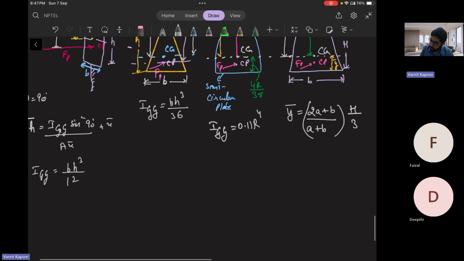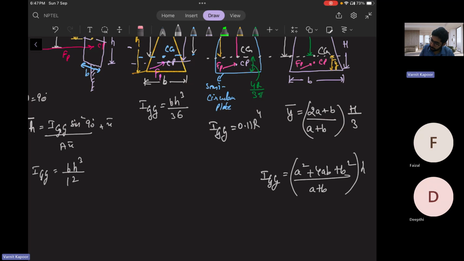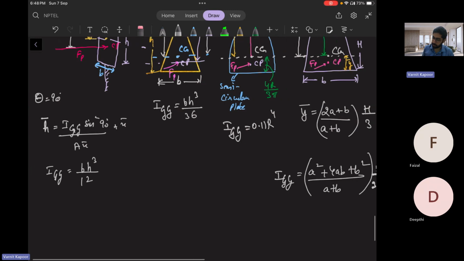And IG value will be a square plus 4ab plus b square by a plus b into h cube by 36. Okay. So these were all the expressions.